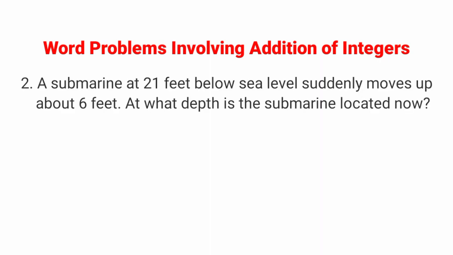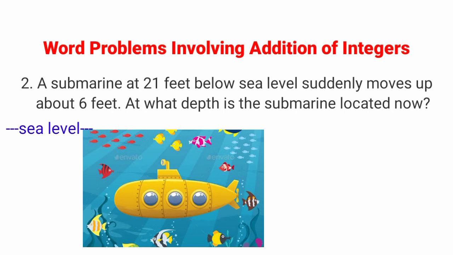Let us now proceed to number 2. A submarine at 21 feet below sea level suddenly moves up about 6 feet. At what depth is the submarine located now? To visualize the problem, let us have here a picture of a submarine below sea level. The first information here is 21 feet below sea level. That could be represented by negative 21.